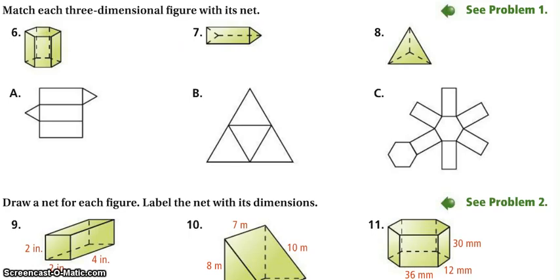And the last thing I'd like to have you do with your interactive notes for class is to complete problems 6 and 7 and 8 on your own. And basically all you need to do is write down the letter which net matches the figure for number 6, A, B, or C, which net matches the figure for number 7, A, B, or C, and which net matches the figure for number 8, A, B, or C. And then you'll be completed with your interactive notes.